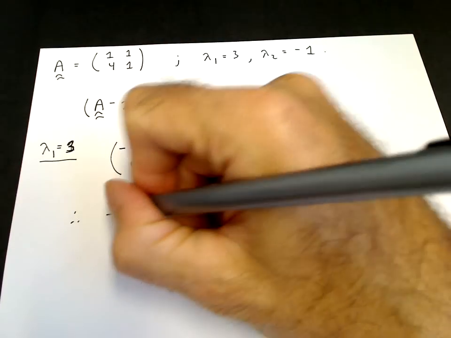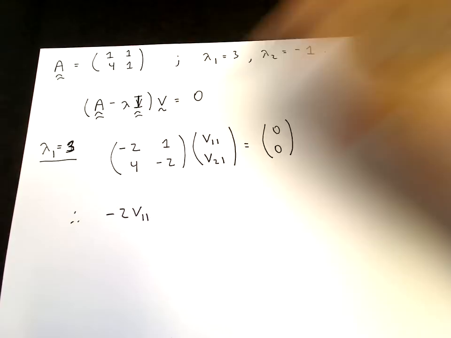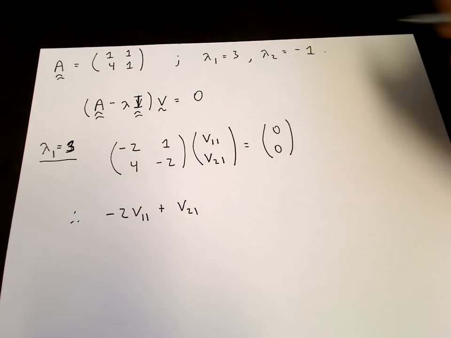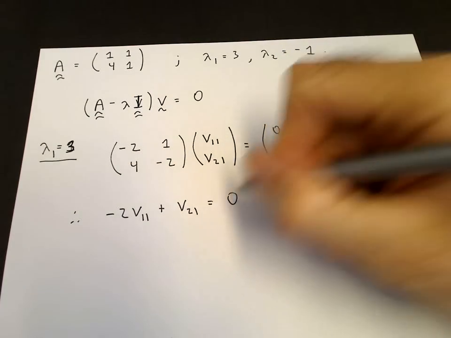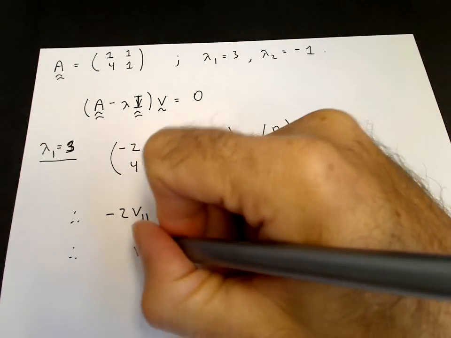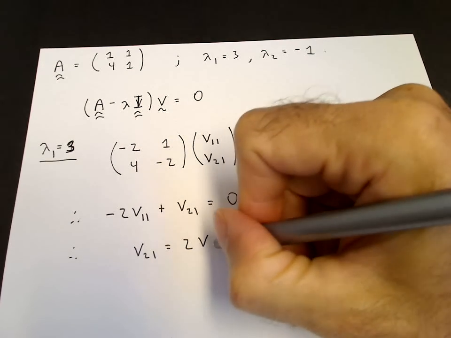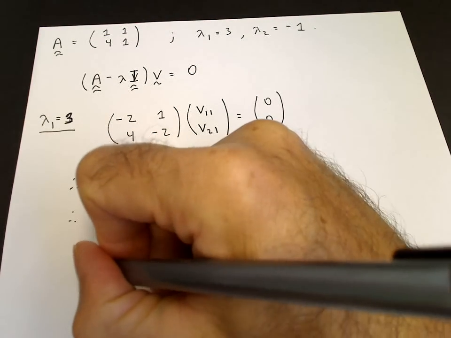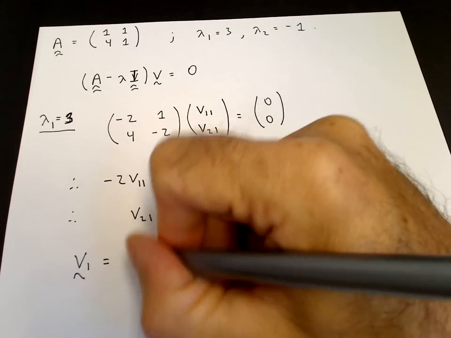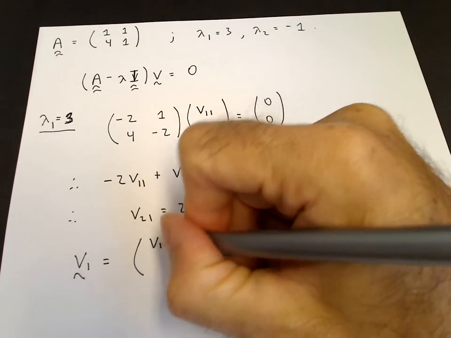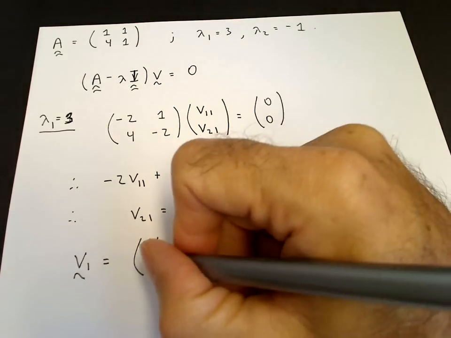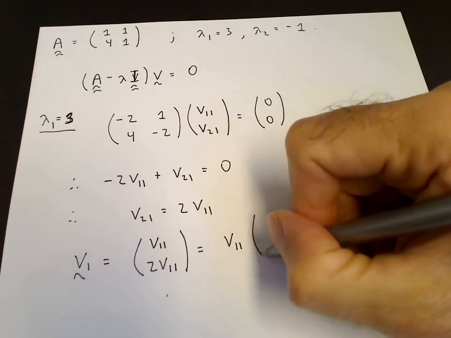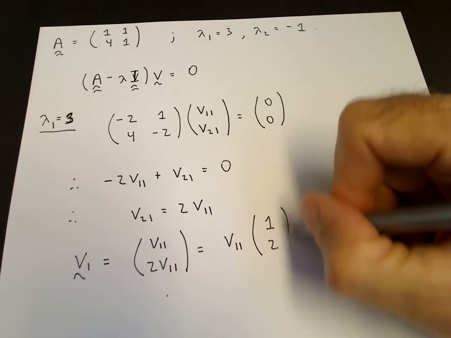So we find that minus 2 times the first component of v1, plus 1 times the second component of v1, v21, equals 0. So that v21 equals 2 v11. Okay? So the first eigenvector associated with lambda 1 has top component v11, second component v21, which is 2 v11, which we can write as v11 times (1, 2).